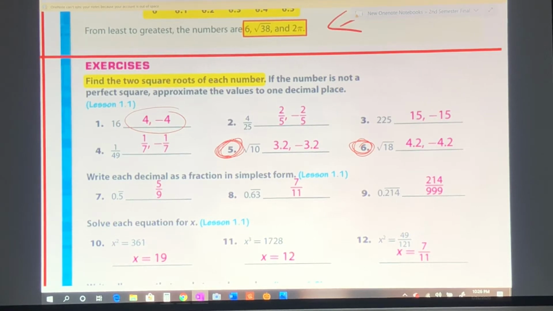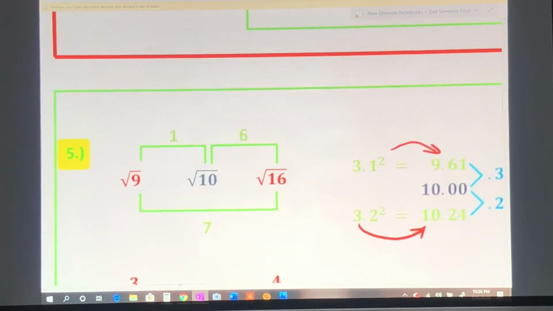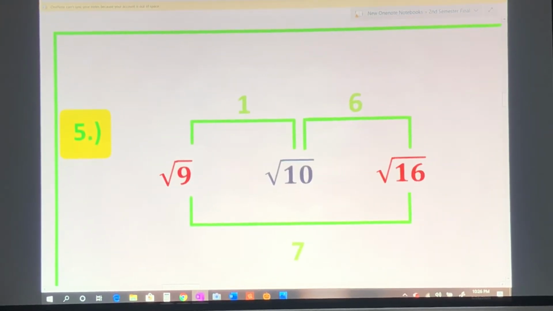All right. We've done this a couple of times recently. Square root of 10. Okay, let's take a look.